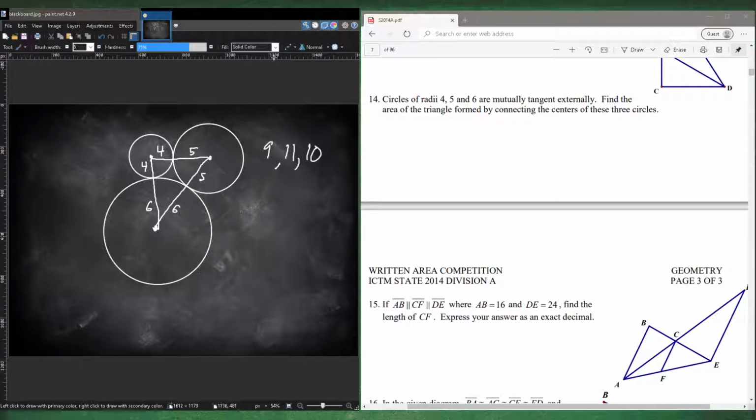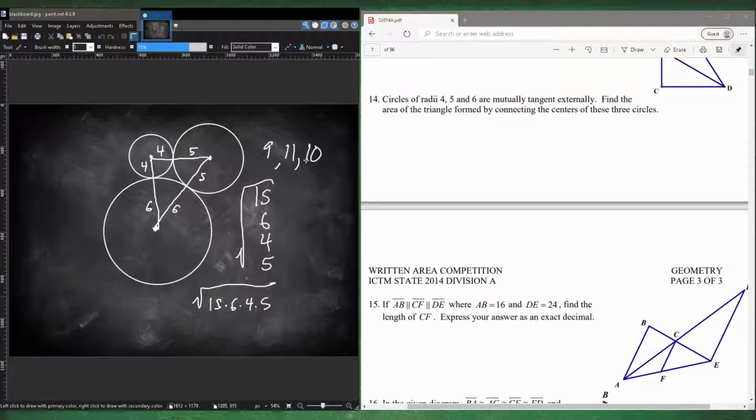Okay, so to get the area of a triangle using only the side lengths, we've got to use something called Heron's or Hero's formula. So basically all you have to do is add the side lengths all together. So that's 9 plus 11 plus 10, that's 20, 30, and then have that number divided by 2. So 30 divided by 2 is 15. Write that down. Now have that number subtracted by each of these three numbers. So 15 minus 9 is 6, minus 11 is 4, minus 10 is 5. Now have these numbers multiplied all together and then square root them. So 15 times 6 times 4 times 5.